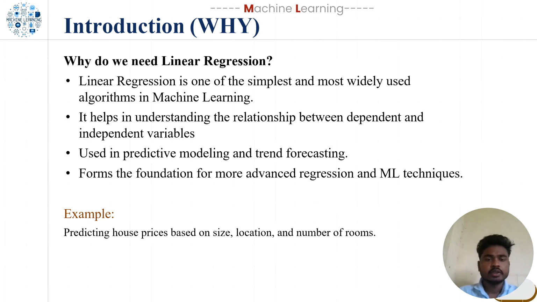Introduction to linear regression. Why linear regression? Linear regression helps us to understand the relationship between variables. It is used to predict outcomes based on input models. It is a very common trend in forecasting and predictive modeling. It forms the base model for advanced ML. An example of linear regression is a house price prediction model. It predicts price based on location, area, and number of rooms.